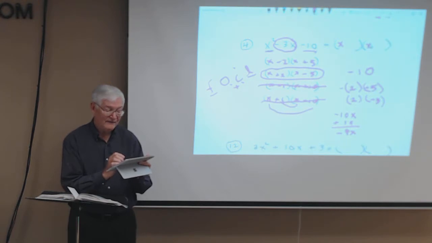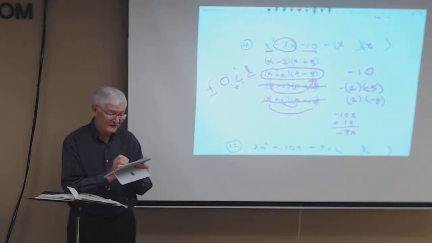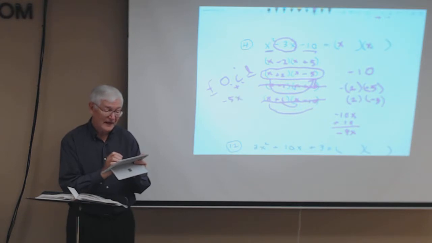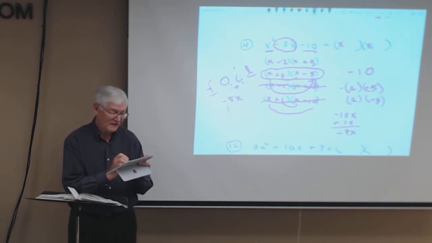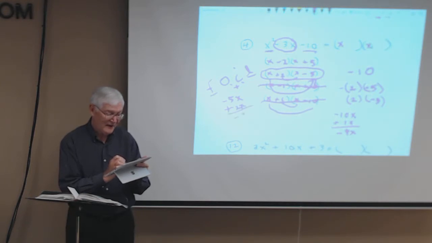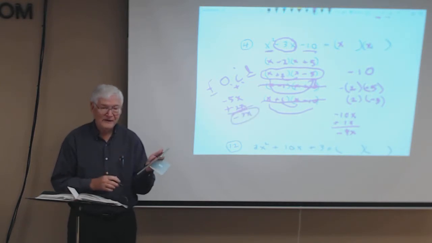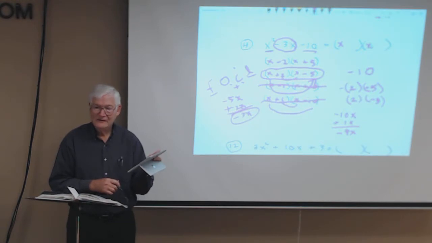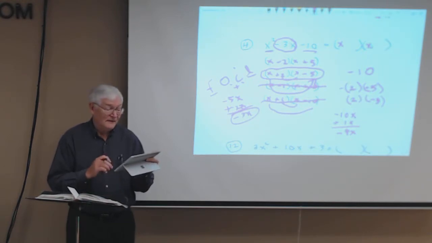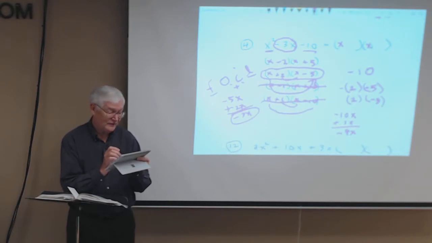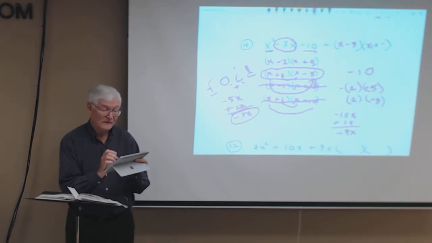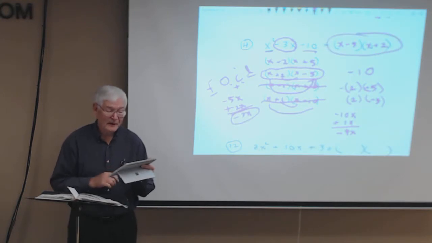2 times negative 5 is negative 10. And outside, negative 5x. Inside, positive 2x. And I get negative 3x, and that's what I wanted. You follow me? You see that process? Okay, so what do I put in for my answer? x minus 5 and x plus 2. And that's the answer to the problem that says factor.